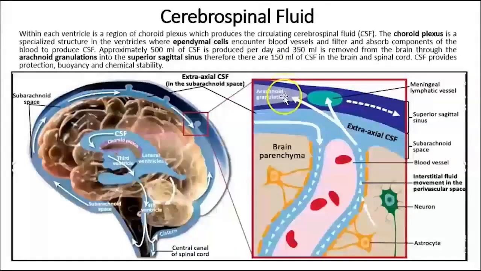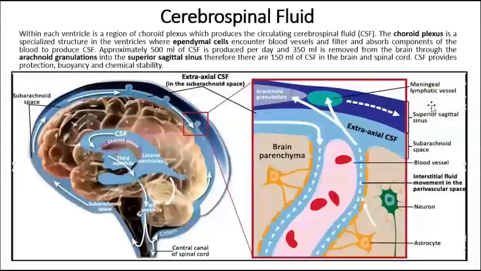So this fluid comes down right here, and as I said, through the lateral apertures, they will come out and bathe the brain. How it gets reabsorbed: through the arachnoid villi, the fluid gets reabsorbed into the superior sagittal sinus that eventually is going to dump all that fluid into the systemic circulation.